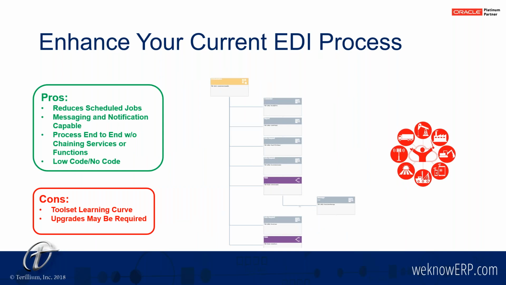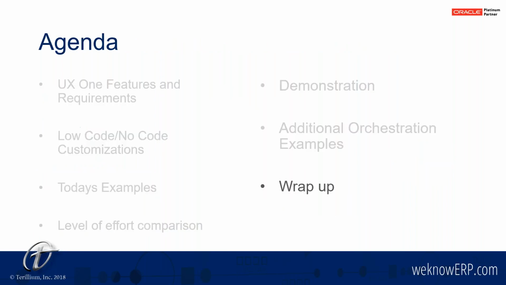So like I said, you can reduce the amount of scheduled jobs just because the orchestrator can maintain that. It's the messaging and notification capable, low code, no code approach. And once again, your only cons to doing this are you might need to do an upgrade for it to be possible, and you're going to have to learn the orchestrator tool set to be able to accomplish it.